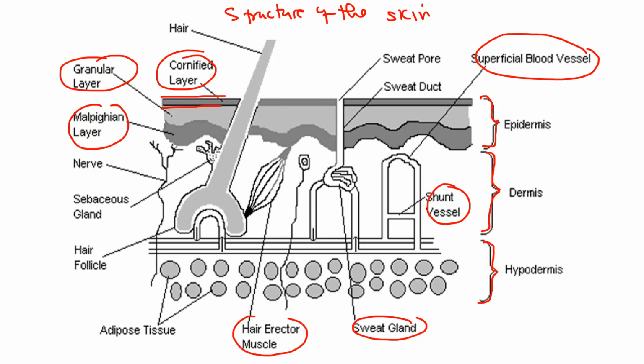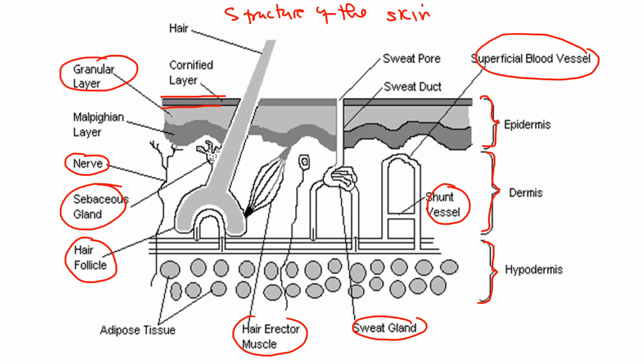Then we have the erector muscle. We have the adipose tissue. Oh, no, the adipose tissue is at the bottom here, so the adipose tissue is not part of it. We have the hair follicle. We have the sebaceous gland, and we have the nerves. So these make up the middle layer, which is the dermis. These are the ones I've circled here, including the erector muscle and also the sweat gland. What about the last part, which is the hypodermis, the deeper part of the skin?